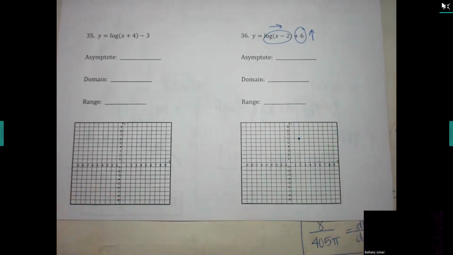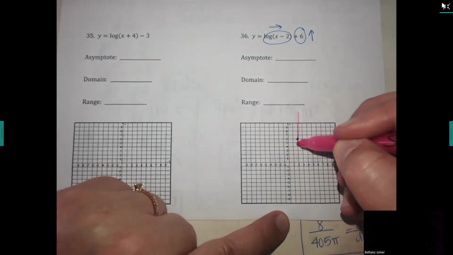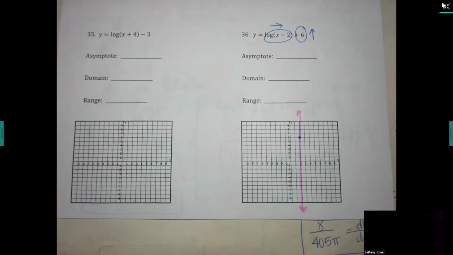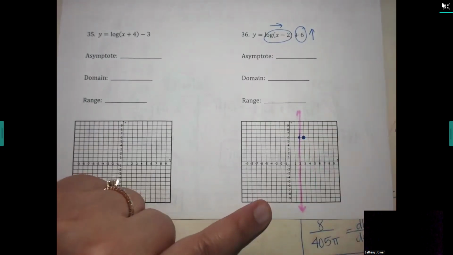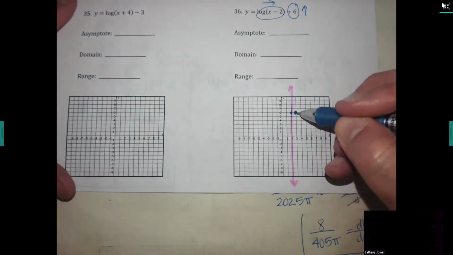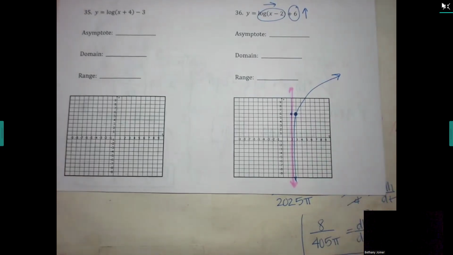Now, because this is a log graph, instead of a flat asymptote, you're going to have a vertical asymptote. So instead of a horizontal line that you can't touch, it's a vertical line. And then remember, instead of stepping one box up, you step one box to the side. So you would go right here. And then remember for your log graph, you go down and towards, up and away. Okay?